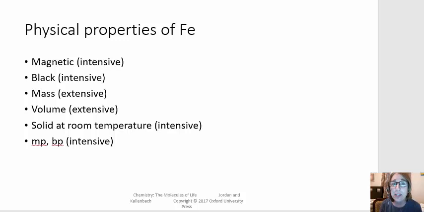And then it is a solid at room temperature, and that is an intensive property. Doesn't matter if there's a little speck of iron or 10,000 kilograms, solid at room temperature. And then iron has a specific melting point or boiling point, and that is intensive since those temperatures are the same whether we're looking at a speck or 10,000 kilograms of iron.